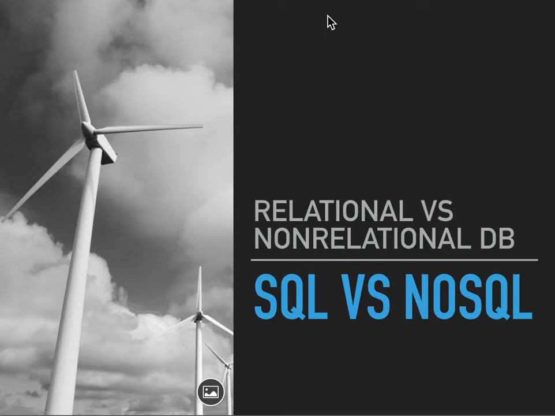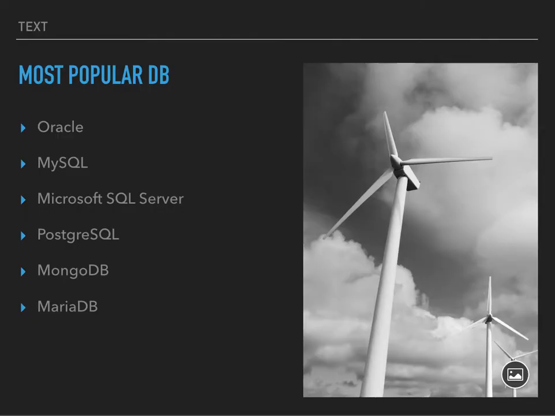Whereas a non-relational database stores all the data in a big document, a collection, or collections that you can easily access and display information from, and the performance is very high. So the most popular databases that I found are Oracle, MySQL, Microsoft SQL Server, PostgreSQL, MongoDB, and MariaDB.